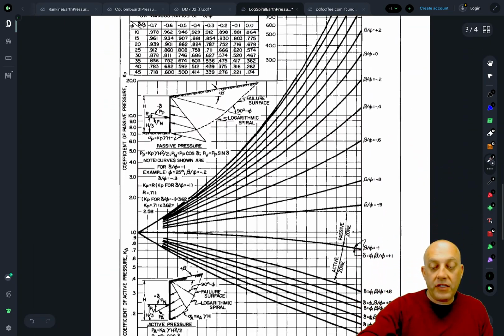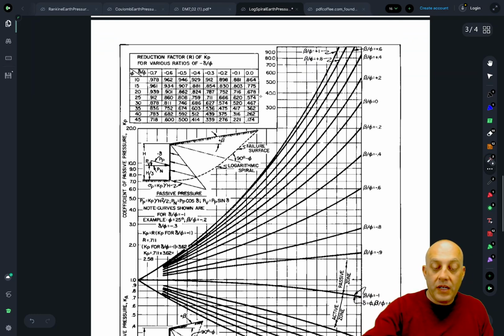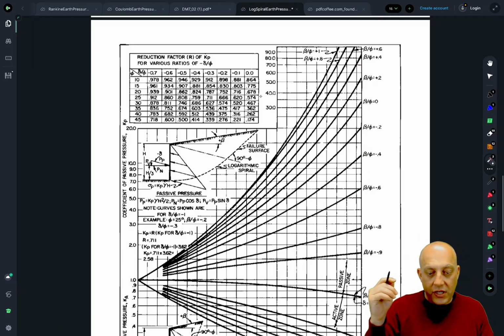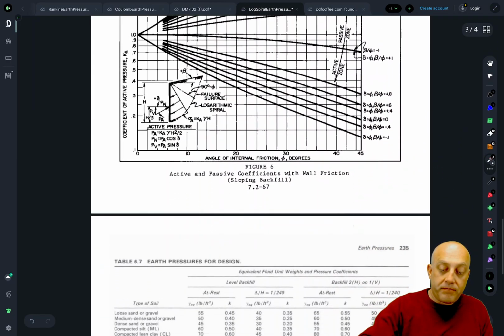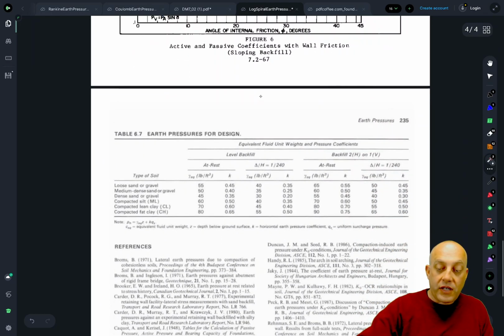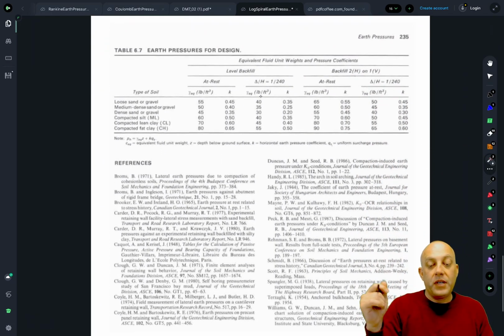All right, same thing here. This is basically the same table, except now the different numbers are for beta over phi, where beta is the backfill inclination angle. Positive would be upward slope like this, which will tend to increase your passive pressure. Negative would be downward, which would decrease your passive pressure just because the length of the failure surface becomes less. So pretty straightforward.